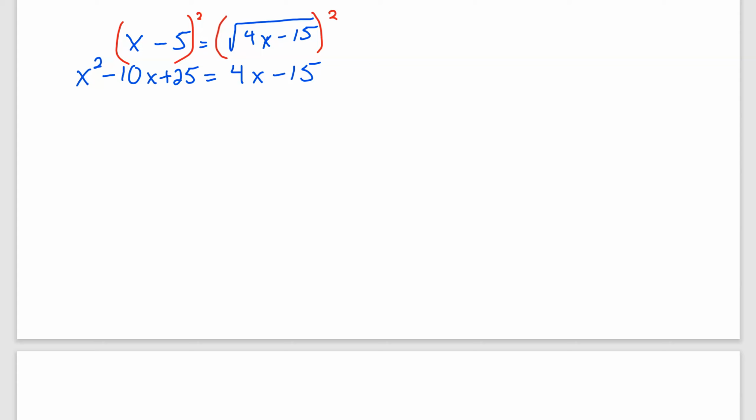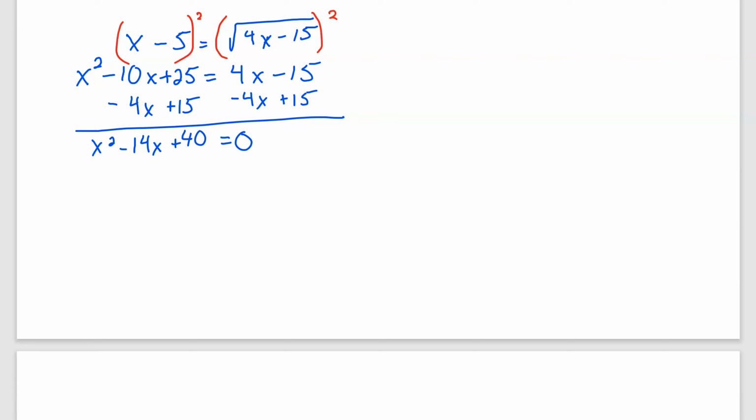We need to move everything to one side, setting our equation equal to 0, so we will subtract our 4x and we will add our 15. This will give us x squared minus 14x plus 40, and that is going to be equal to 0. We need to solve for x. You can do this in multiple ways. You can use the quadratic formula, or you can factor.